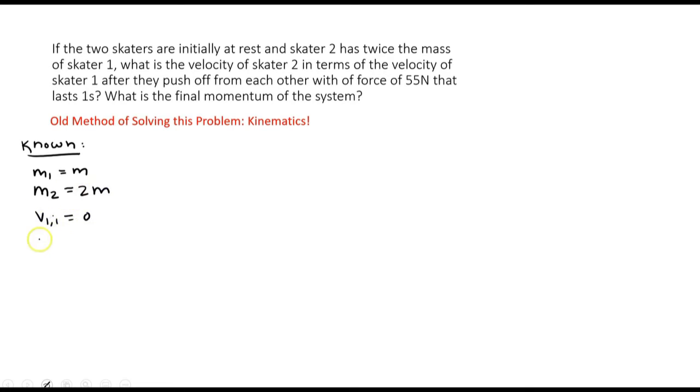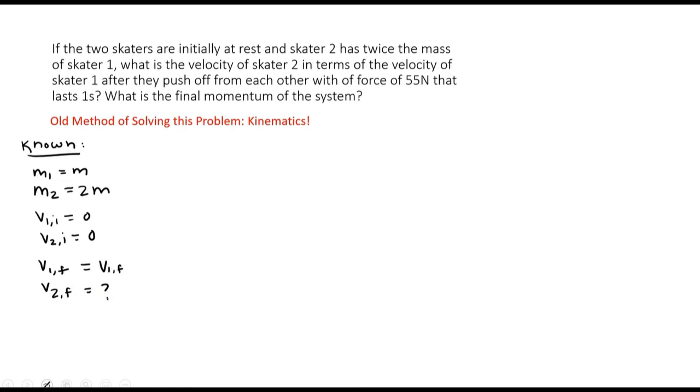Then we know that they are both initially at rest, so v1 initial equals 0, v2 initial equals 0. And then the final velocity of skater 1, let's just leave it v1 final. And then the final velocity of skater 2, v2 final. This is the thing that we're looking for, and it's going to be in terms of v1 final.